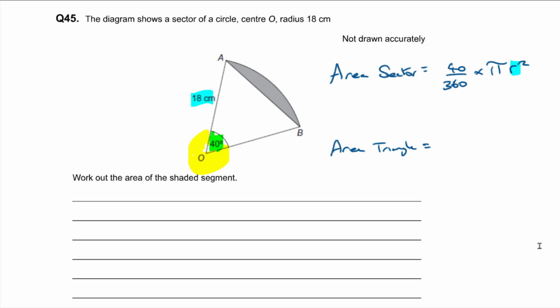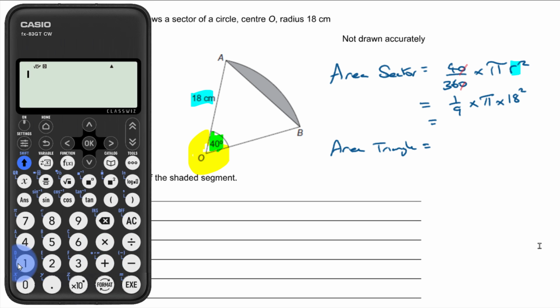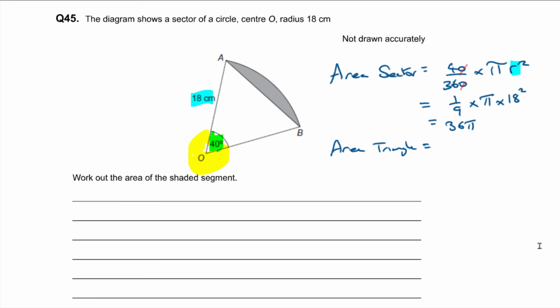So that's going to be, well, 40 over 360, I'm just going to cancel that down a little bit. Dividing top and bottom by 40, that's 1/9. So that's a ninth times pi times 18 squared. I'm just going to leave it in terms of pi, so I'll just do 18 squared divided by 9 for now. So that's 36 pi. There's no point in evaluating it now. I'll just have a horrible decimal there rather than a lovely thing with a pi in it.